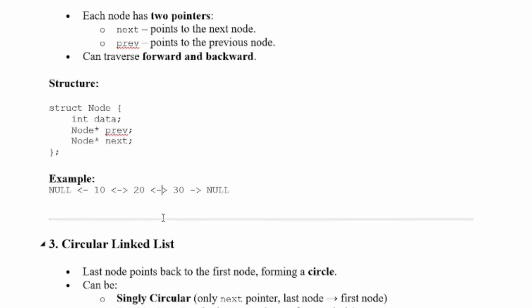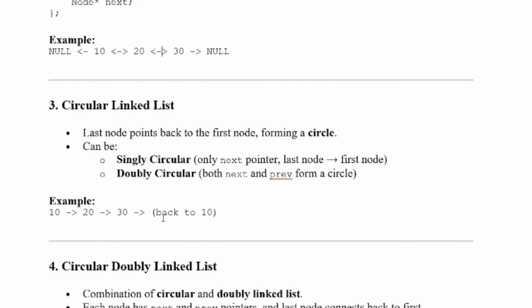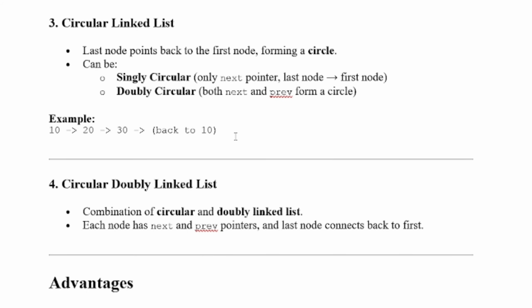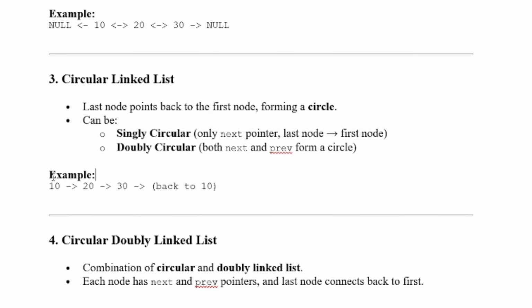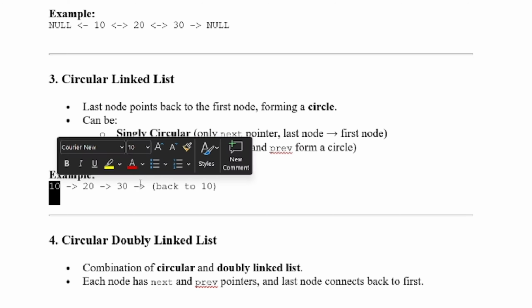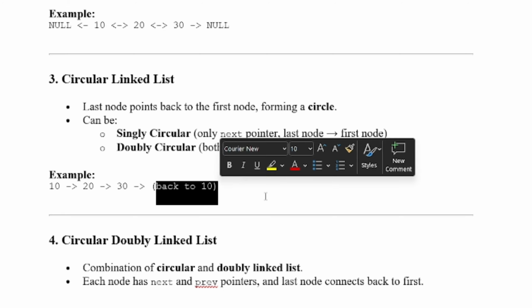Now come to the next one, the circular linked list. In a circular linked list, the last node points back to the first node, forming a circle. It can be singly circular or doubly circular. You can see the example of a circular linked list. This is the first node and this is the last node. This 30 points to the first node, back to the 10. So this is the circular linked list.